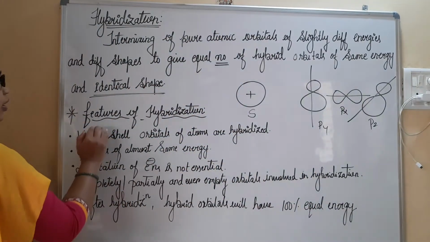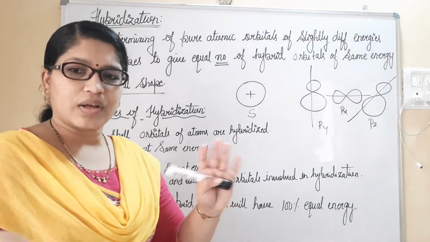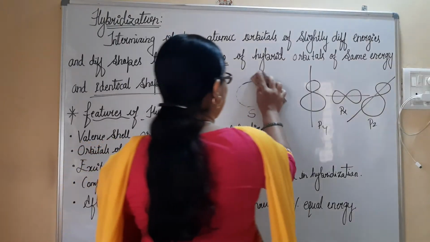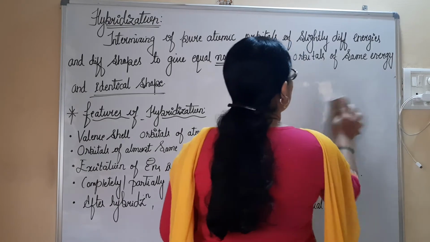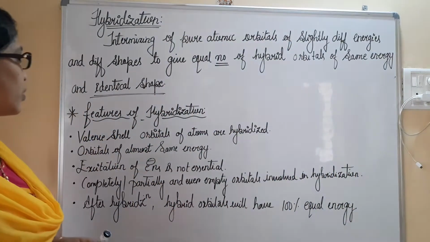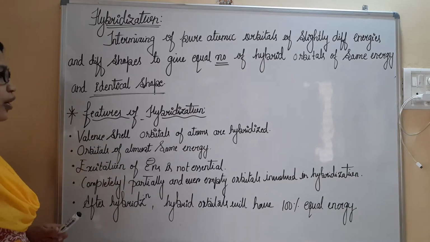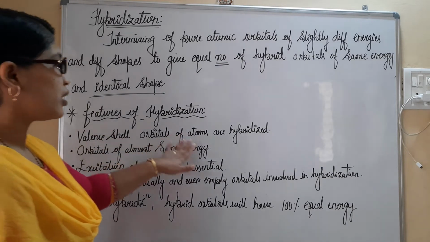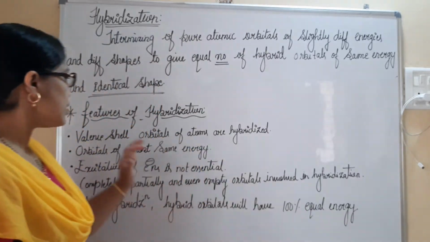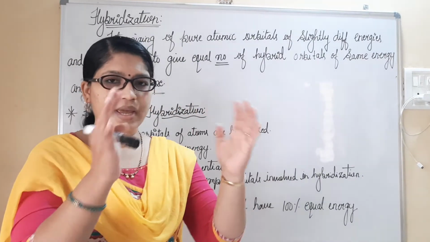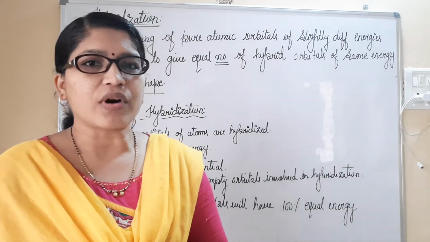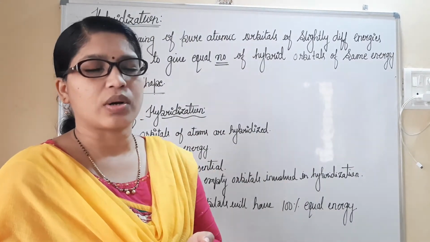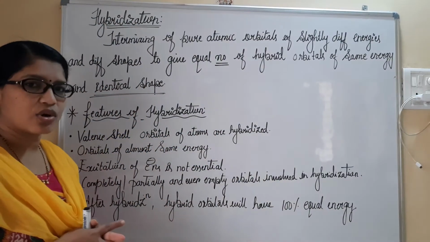Now coming to the features. Everyone understood the definition, right? It is very easy and it is most important. Once you understand hybridization, the next theories we have will become very easy for you. Coming to the first point of the features, valence shell orbitals of atoms are hybridized. What are valence shell orbitals? The valence shell is the last shell. Those are going to be interpenetrated. Which orbitals do we use for interpenetration? The last orbitals of an atom, that is, valence orbitals.